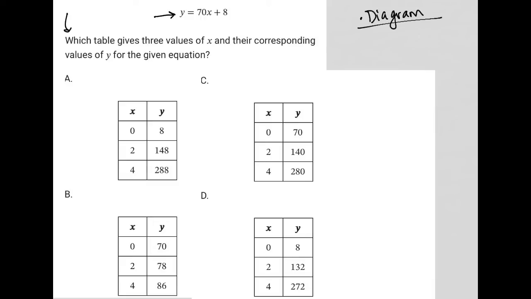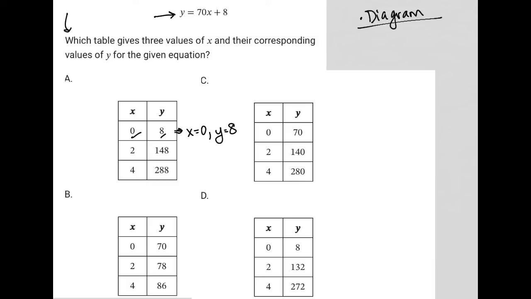Even though these tables are in the answer choices and not the question itself, it does mean that all of our attention is going towards the table, right? I need to make sure I understand what it means to have a 0 in this column and an 8 in this column. Well, what it means is that when x equals 0, y is equal to 8.